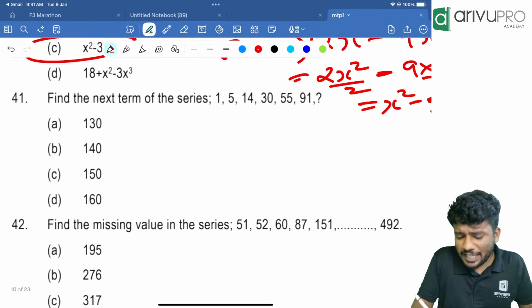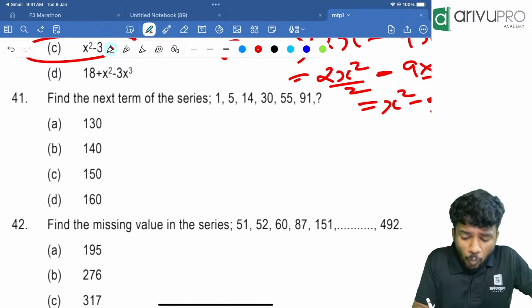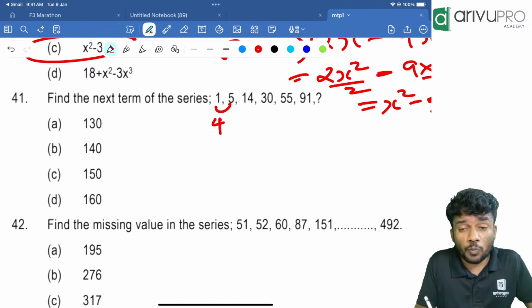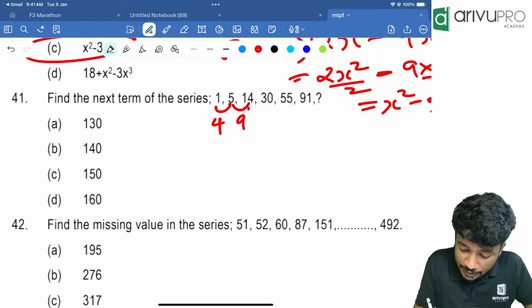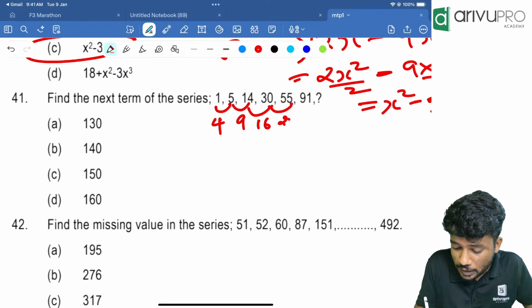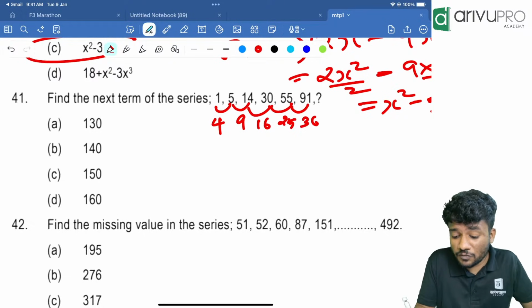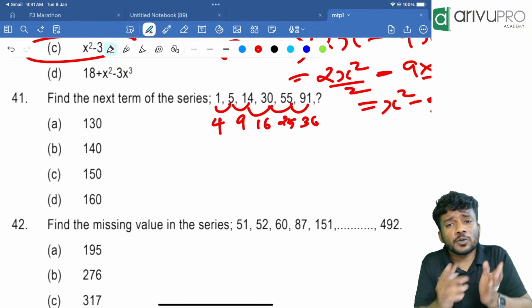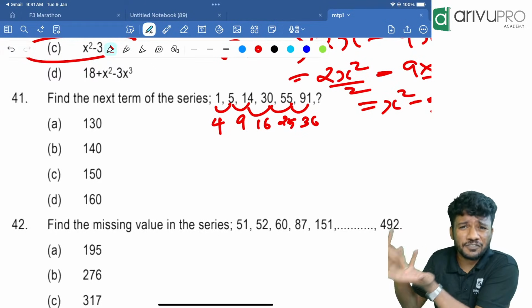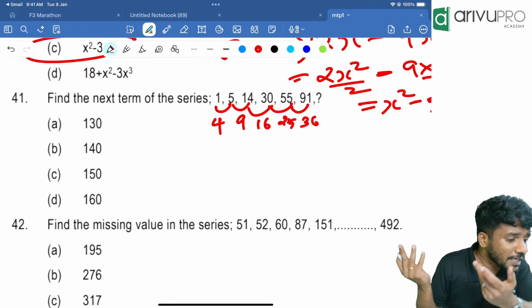Find the next term. Very easy. Of the given terms, 1 becomes 5, then 5 becomes 14, that is 9, then 16, then 25, then 36. Whenever you get a question based on number series, you can go for the common difference. You can check the difference between the second term and the first term.